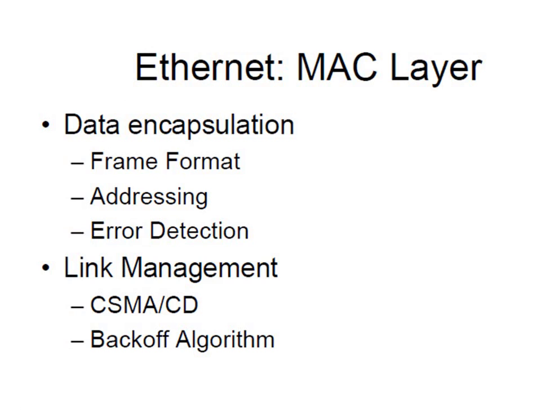What are the basic characterizations or basic work of that data link layer? We have already seen that it is used for data encapsulation. That means it decides the frame format, addressing, and error detection. We have already seen such kind of concepts in data link layer. And link layer management is associated with the CSMA/CD, and one algorithm that is called the backoff algorithm. We'll soon see what we mean by backoff algorithm. So this Ethernet is associated with these activities.